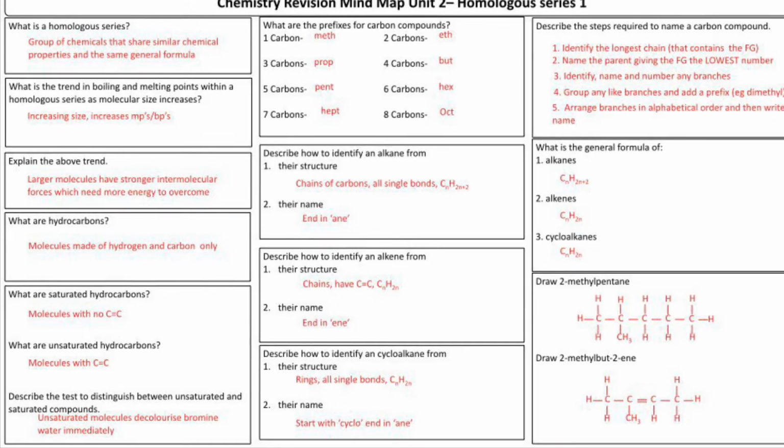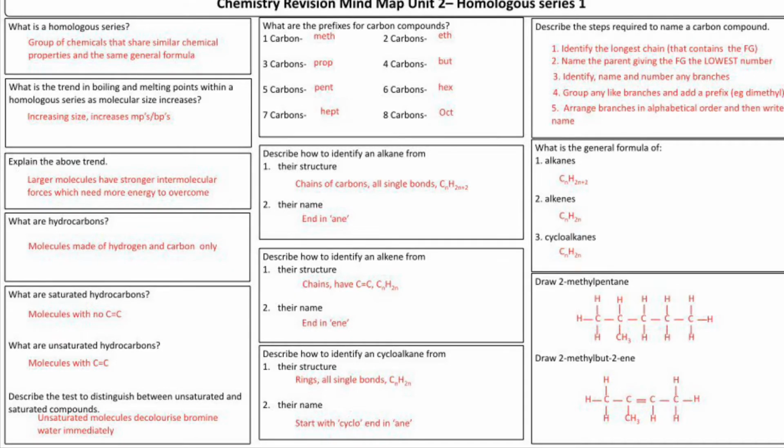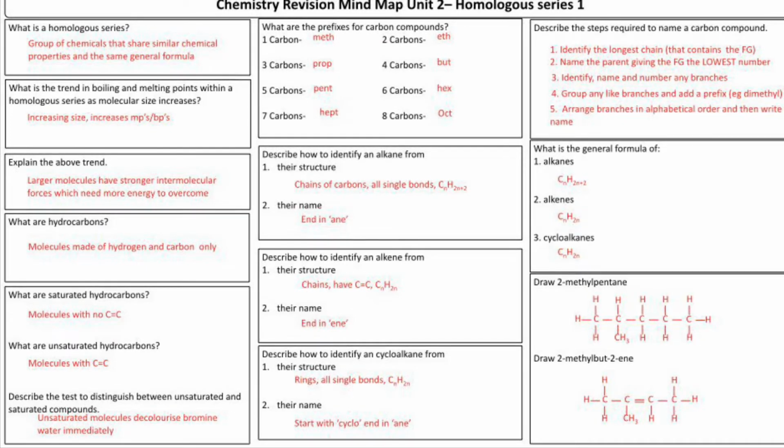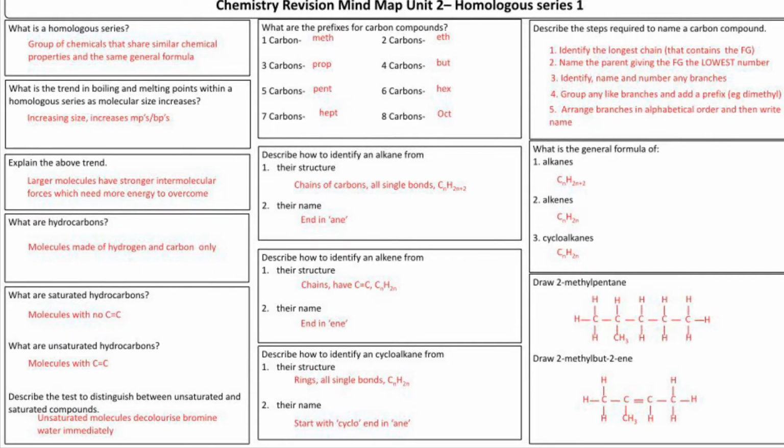Identify and name any branches that are there. These change from being a methyl, meth, or eth to ethyl, as they become a branch. You group any like branches and add them with the prefix: if there's 2, di; 3, tri. And you arrange branches in alphabetical order, so ethyl will come before methyl.